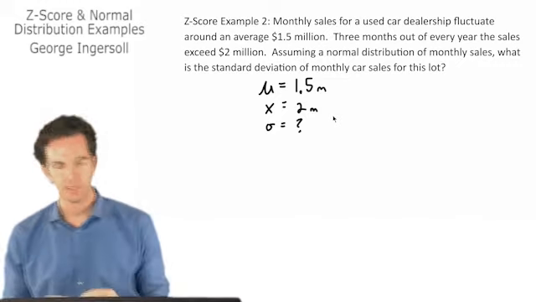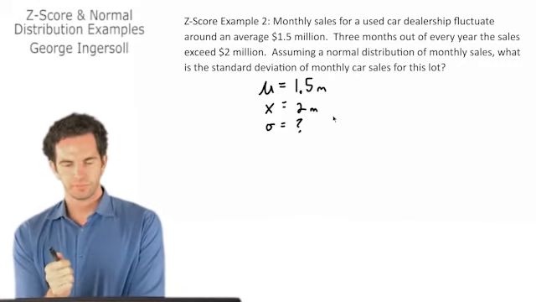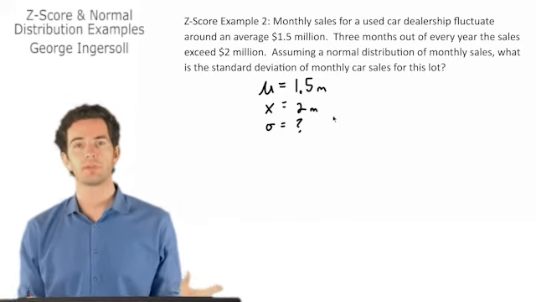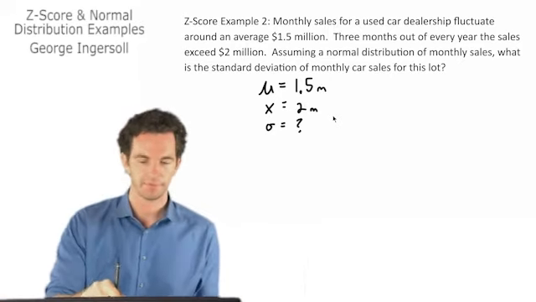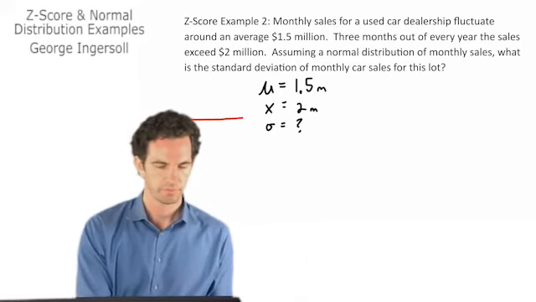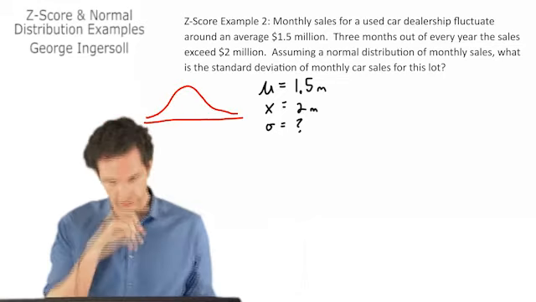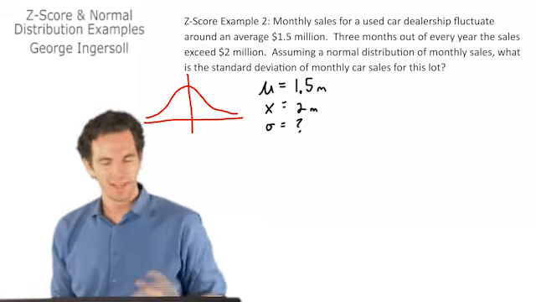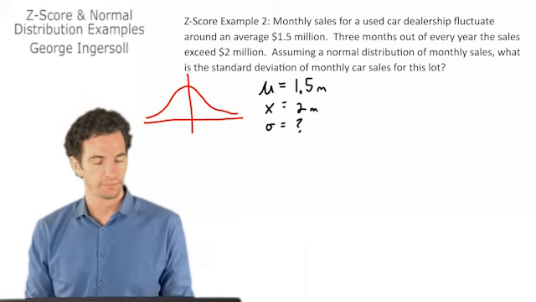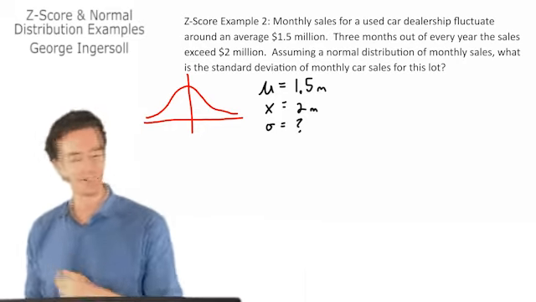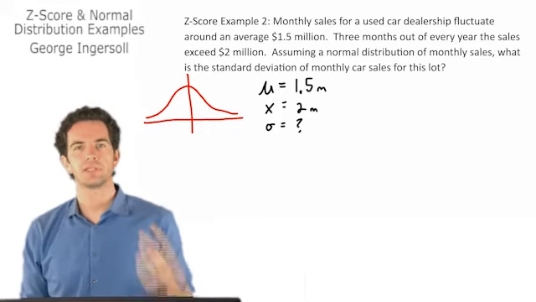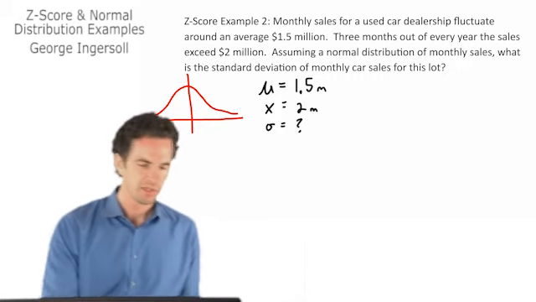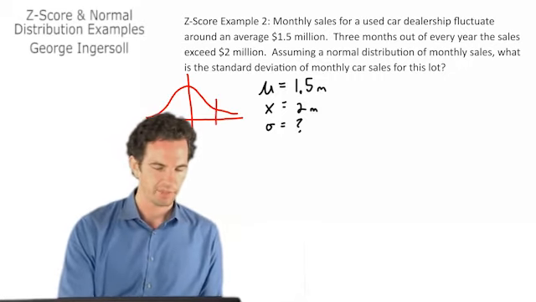Here's the interesting thing. It says 3 months out of every year, sales exceed 2 million. That's telling me this. 3 months out of every year represents 25%. I think we can all agree upon that. If we did our normal distribution, by the way, I encourage you to draw these out. That is a terrible normal distribution, but we're going to run with it. I don't know that your curves will look quite as tidy as mine do, but it's a very useful exercise because it helps you think about where you want to be, and it helps you verify that your answer makes sense. So what we're saying is, this is 1.5 million.